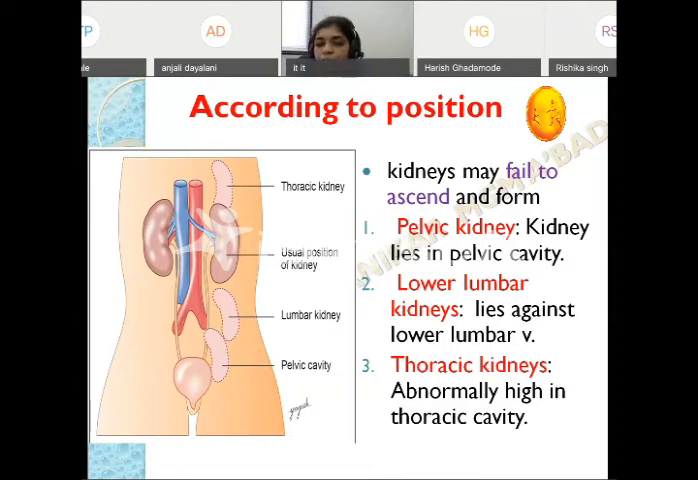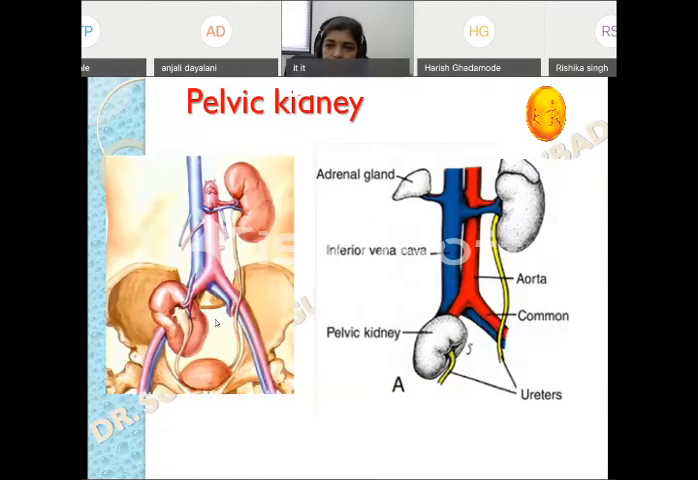Now according to position. According to position, the kidney could not ascend. It is a failure of ascent. It may remain in between its ascent. If it could not ascend, it will remain in the pelvic region. It is called pelvic kidney. It may be in the lumbar region. It is called lower lumbar kidney. Or sometimes it will ascend beyond its normal position, that is into the thoracic region, and that is called thoracic kidney. So three abnormal positions: pelvic, lumbar, and thoracic kidney. You can see here very nicely one kidney is in normal position and the second is in the pelvic region.